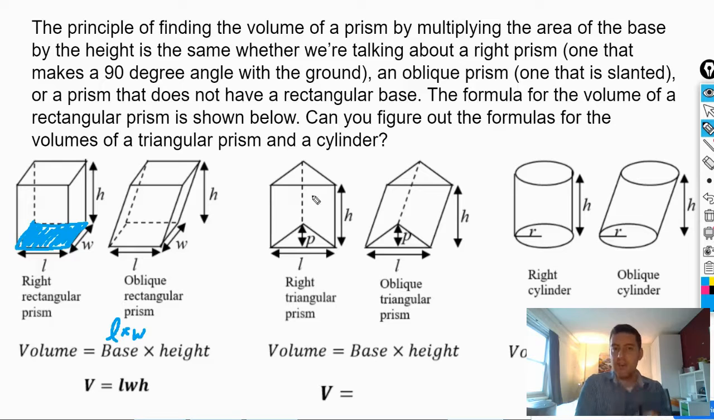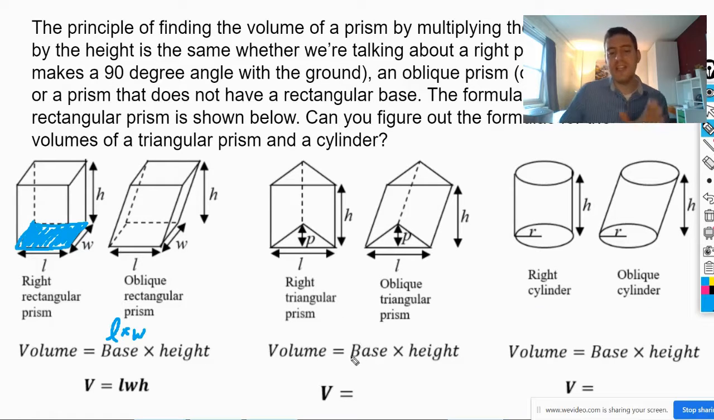You have to find the area of the base. So look at the base and see what shape it is. And then remember the formula for finding the area of that shape. And then multiply that by the height, okay? So the idea of doing base times height is the same no matter which object we're talking about, but what's going to be different is how we find the area of the base, because we have different shapes here.